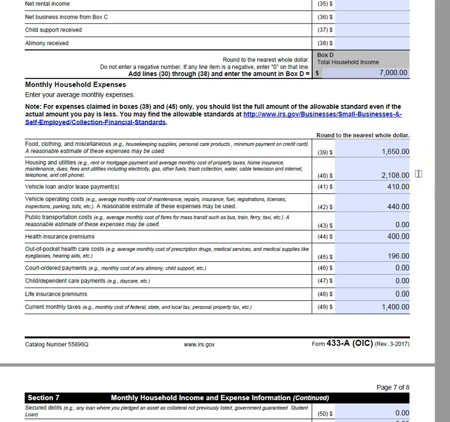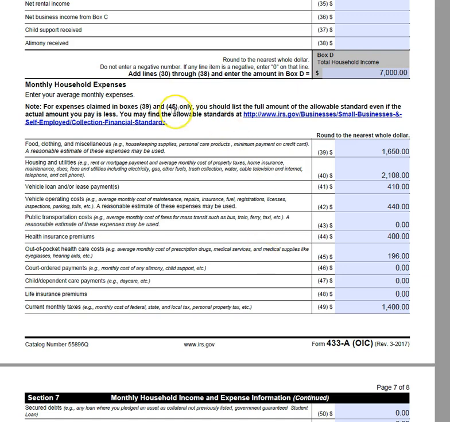Brought in housing utility expenses for $2,108 a month. That's going to cover their mortgage, that's going to cover all their utility bills, phone, cable, internet. Vehicle loan or lease payment, that came from the previous page or a couple pages prior, the $410 a month that was on the GMC car payment. Then we have vehicle operating costs of $440, no public transportation. These taxpayers pay $400 a month for their health insurance. Out of pocket, they have $196.